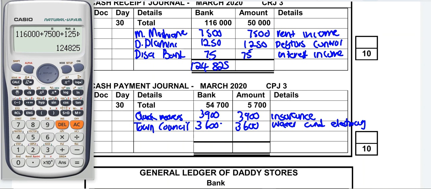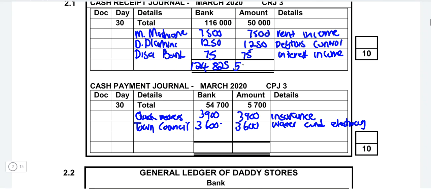So let's see how much we are getting. If we say 50,000 plus 7.5, and then also plus 1,250, then we also say plus 75. Let's say 50,000, 7.5, 1,250, and then plus 75. It gives us 58,825. Okay, and then I'll show you where to use this information again.